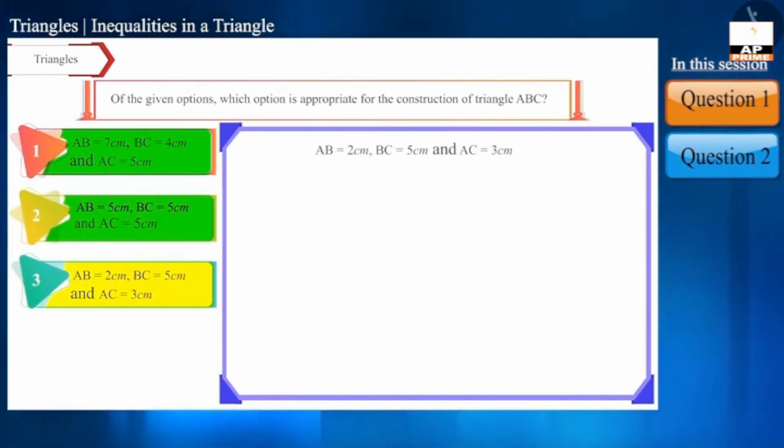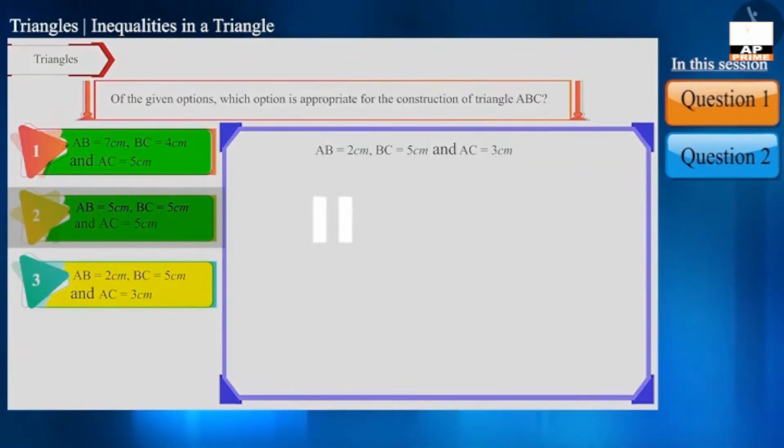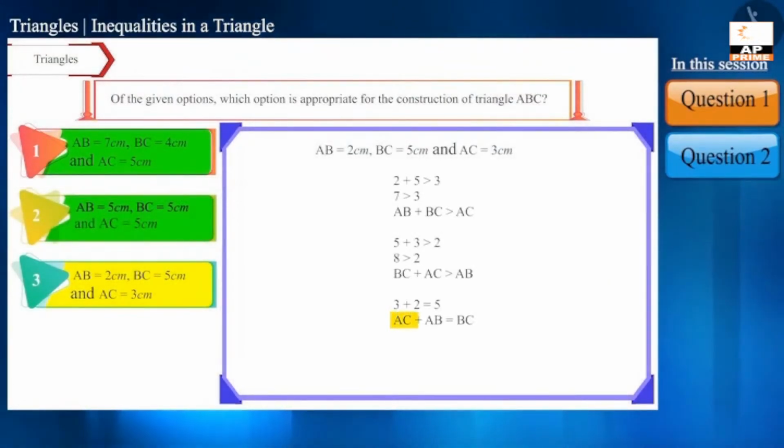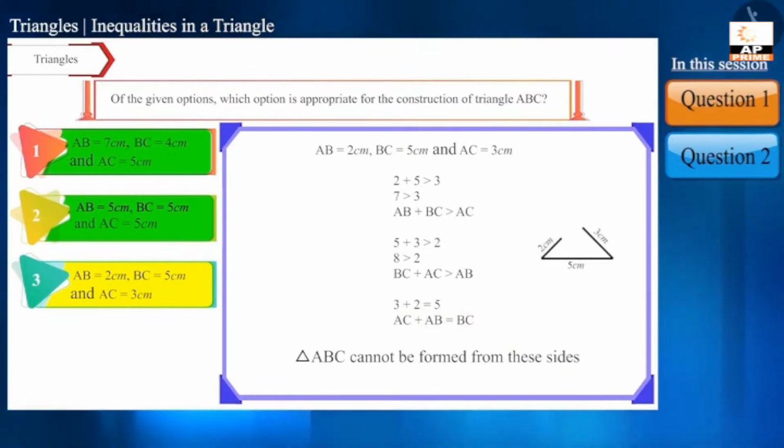Now let's move to the last option. Here also we will repeat the same process. You can pause the video and try to solve it yourself. Here, the sum of side AC and side AB is equal to side BC. Therefore, triangle ABC cannot be formed from these sides. So, according to the question, this option is incorrect.